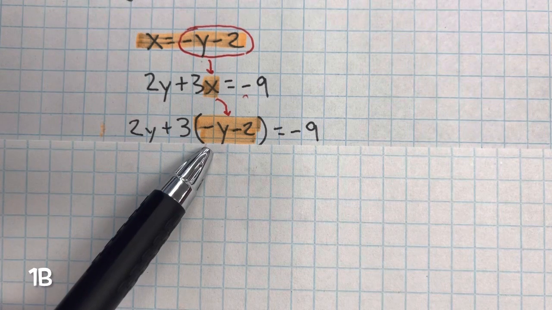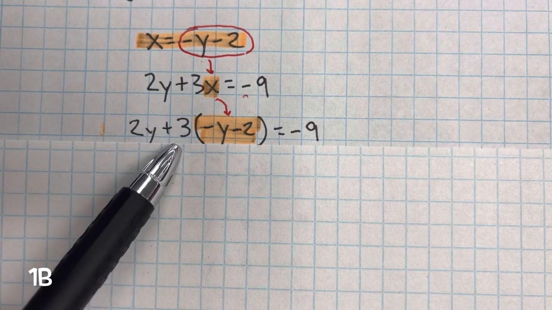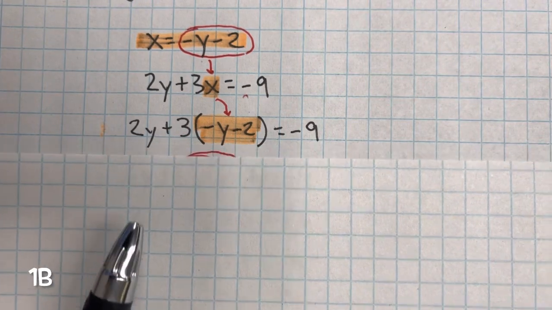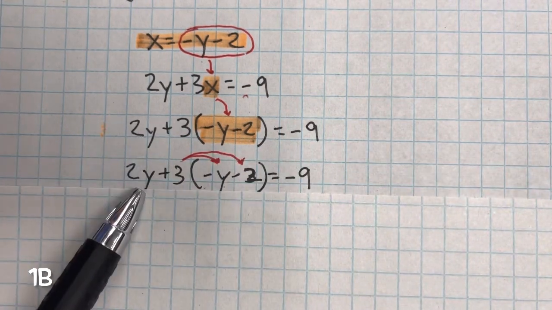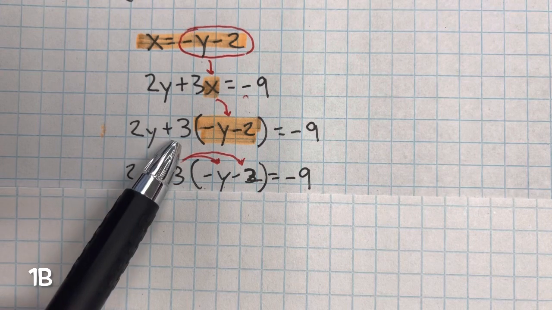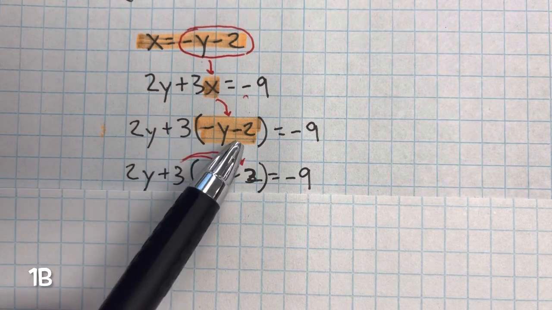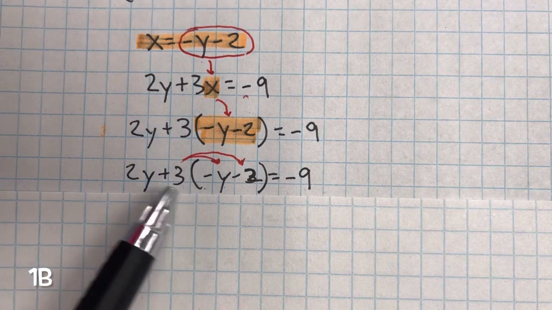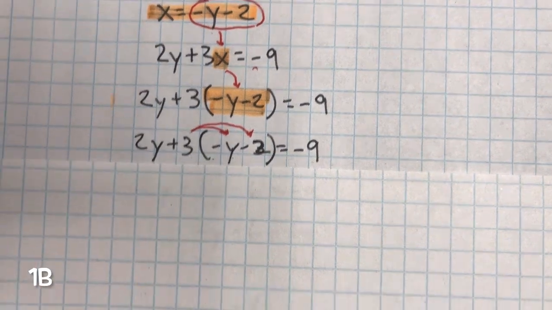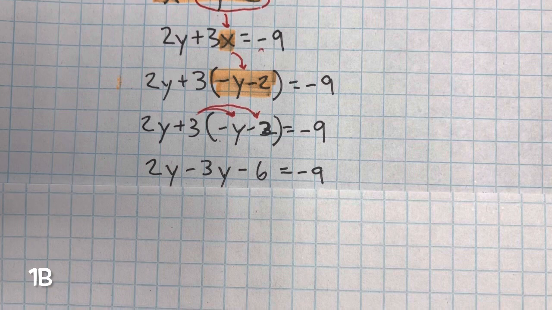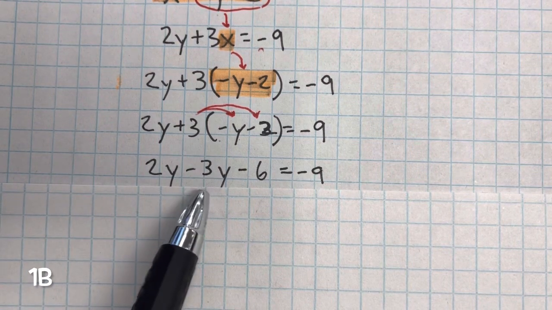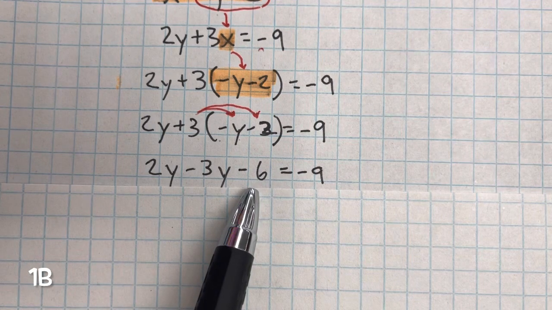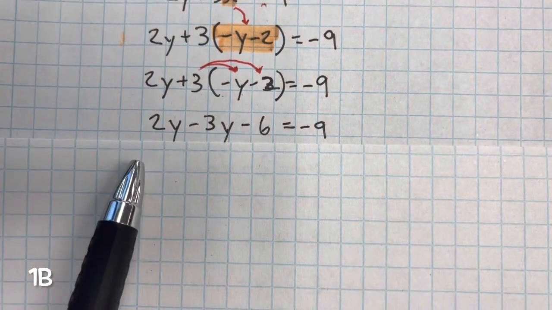And now we need to simplify this by distributing this positive 3 to both of these terms. So we have 2y, I'm rewriting the equation, and now 3 multiplied by the quantity of negative y minus 2, so 3 multiplied by negative y, and then 3 multiplied by negative 2. So 3 multiplied by negative y is negative 3y, 3 multiplied by negative 2 is negative 6. And now we can combine like terms.